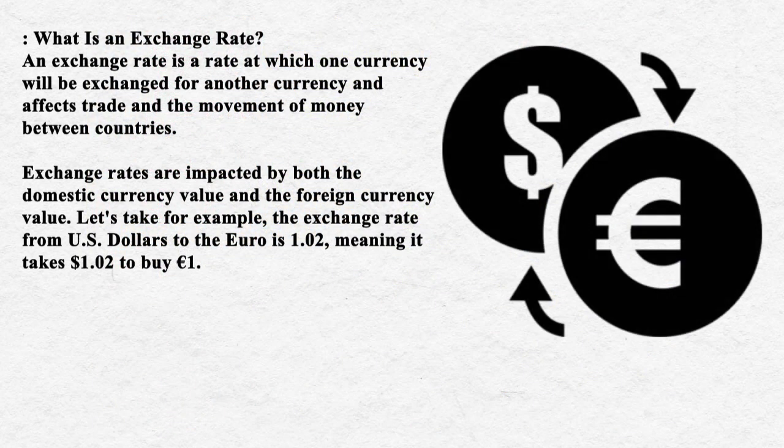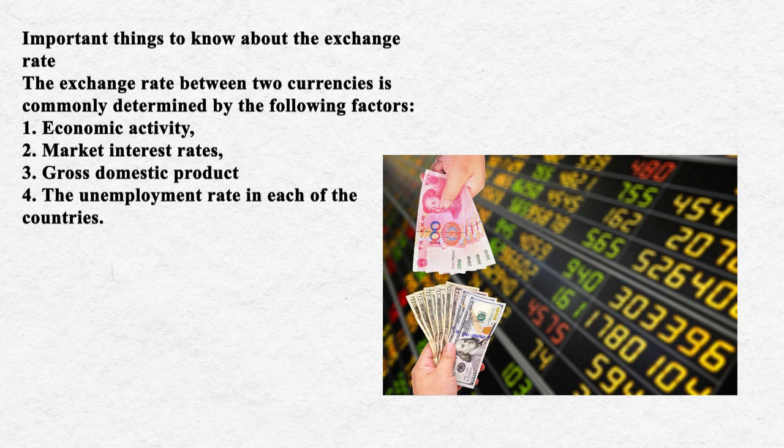What is an exchange rate? An exchange rate is a rate at which currency will be exchanged for another currency and affects trade and the movement of money between countries. Exchange rates are impacted by both the domestic currency value and the foreign currency value. Let's take for example, the exchange rate from US dollars to the euro is 1.02, meaning it takes $1.02 to buy 1 euro.